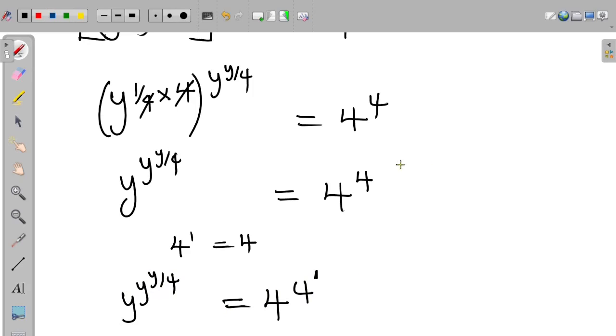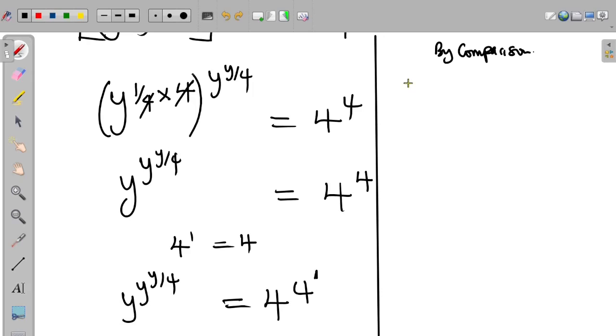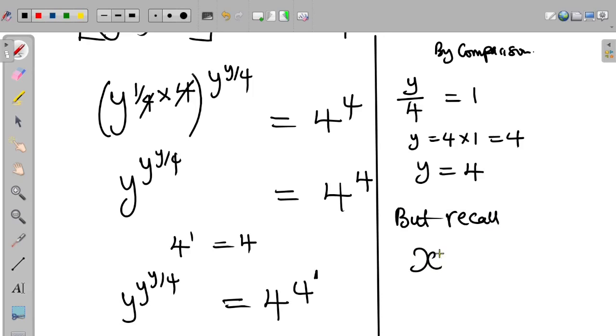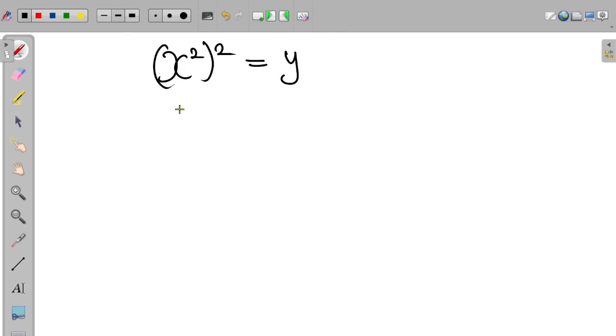Now, by comparison, we find out that y divided by 4 is equal to 1. So y is equal to 4 times 1, which is equal to 4. So y is equal to 4. But recall that x to the power of 4 is equal to y. So we know that x raised to the power of 2 raised to the power of 2 is equal to y. But y is equal to 4.